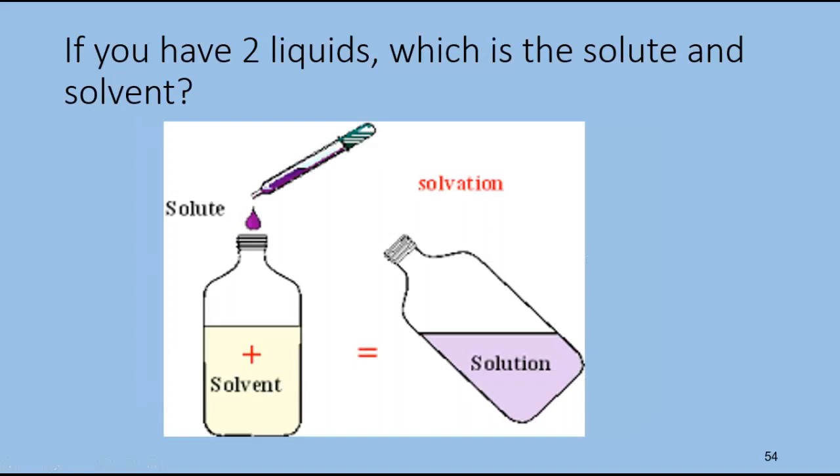You can have a solution of two liquids. So if I add 1 drop of acid or 1 drop of food coloring, that's my smaller amount, so smaller word, solute, into the bigger amount, solvent, and together they are the solution.